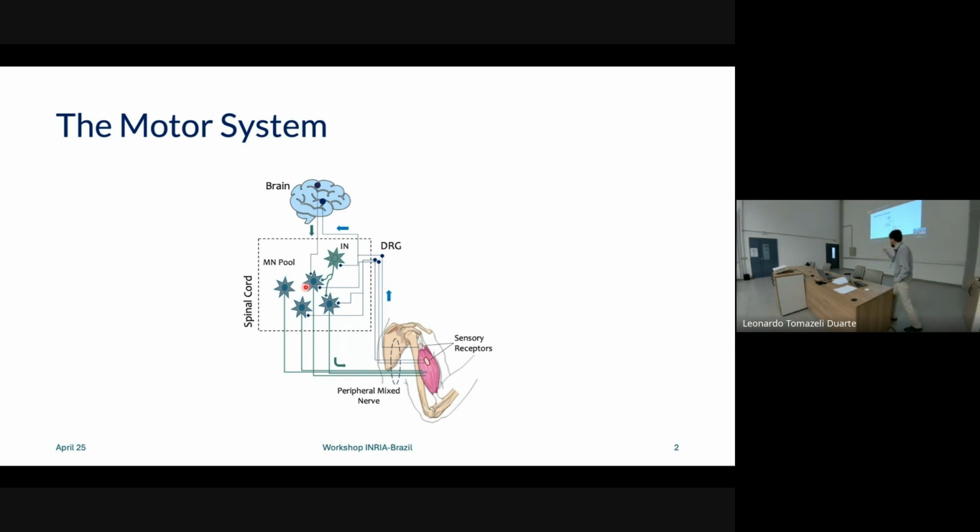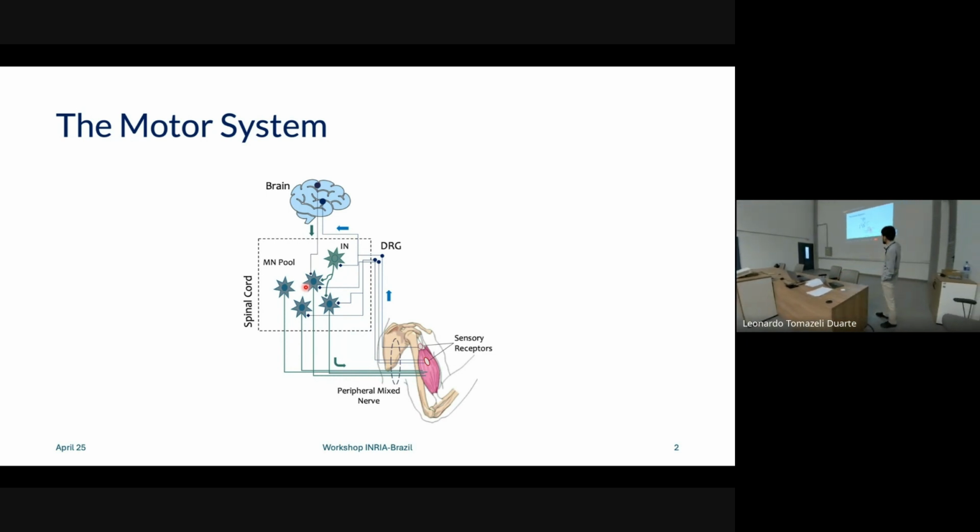These neurons receive a lot of presynaptic signals from brain circuits, spinal cord circuits, local circuits in the spinal cord, and also peripheral afferents or peripheral receptors that drive these neurons with feedback information from our body.